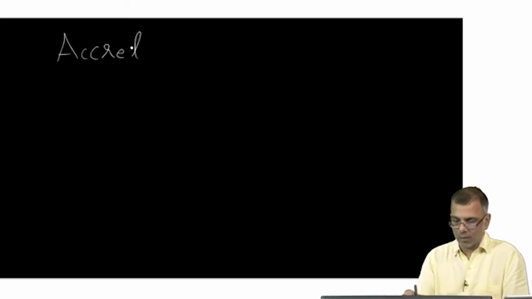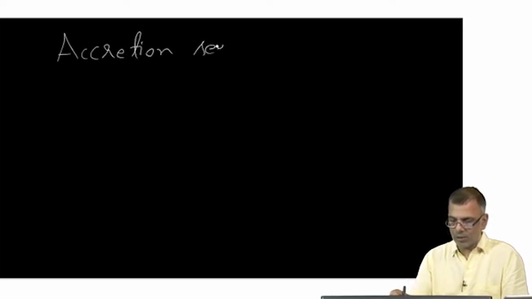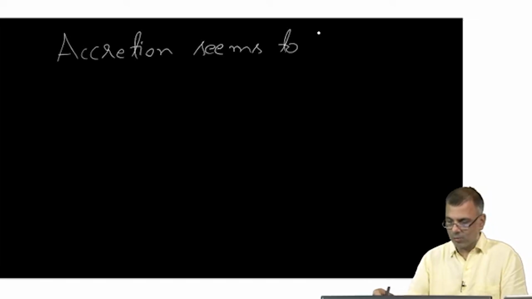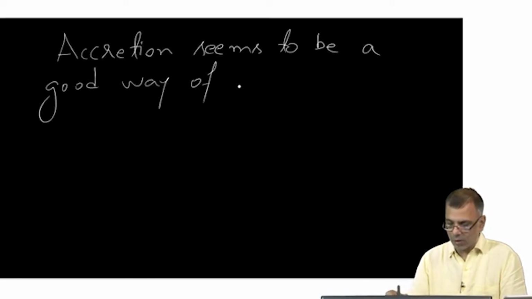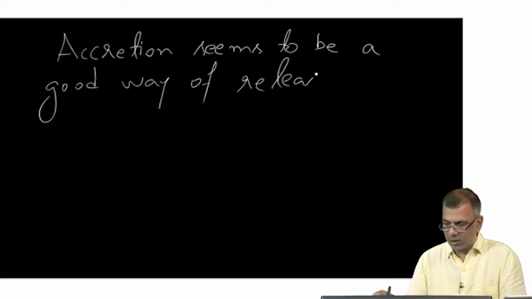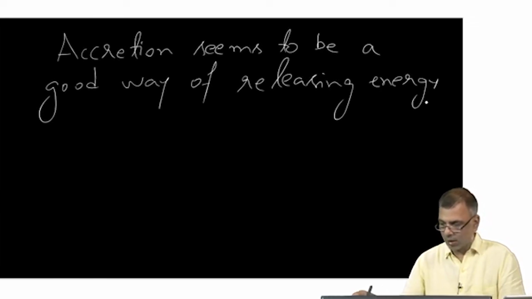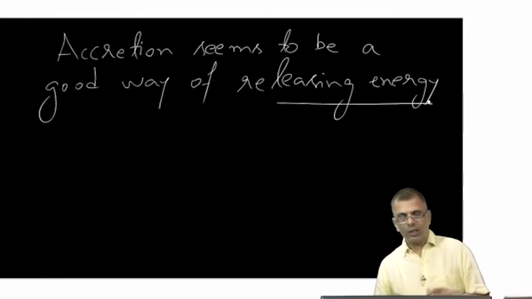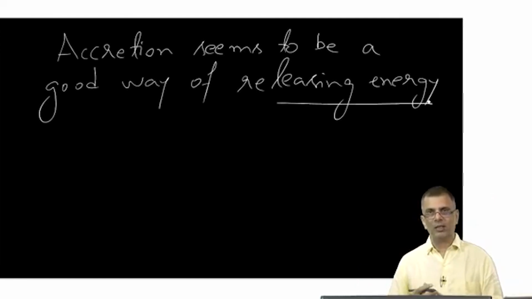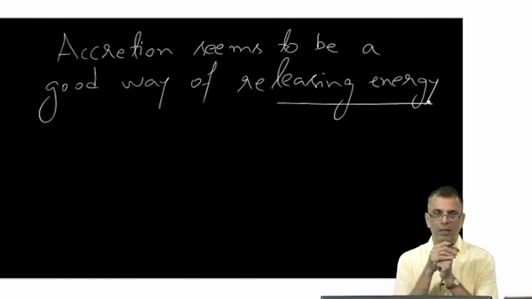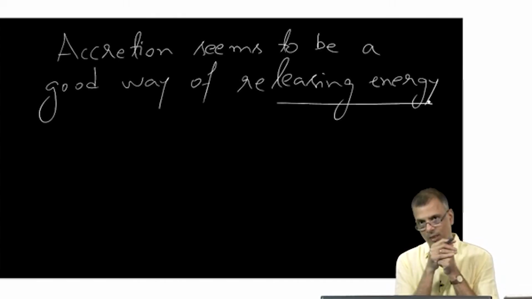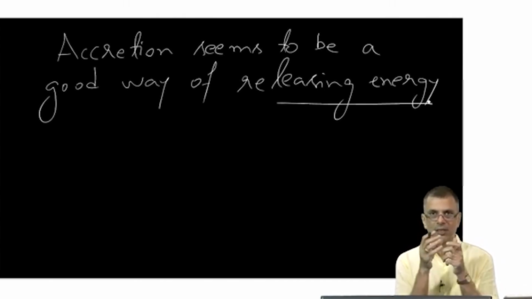So the reason we are interested in accretion is that accretion seems to be a good way of releasing energy. What do I mean by this? The kinds of objects this paradigm is applied to are often called active galactic nuclei. These are objects that are sitting at the centers of certain kinds of galaxies, hence the name nucleus.